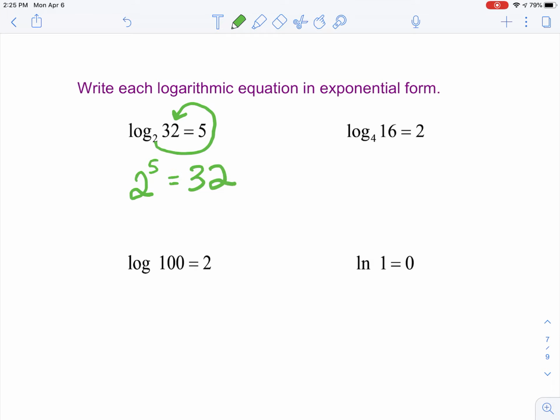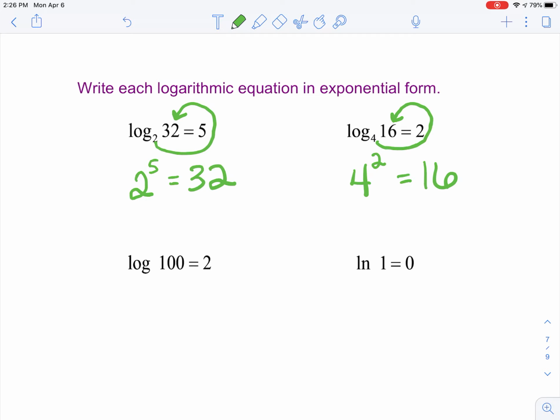And actually, on the exponentials, you can check yourself. Is this a true statement? Is 2 to the 5th power equal to 32? And your answer is yes. So on the next one, my base is 4. 4 to the blank equals blank. So 4 squared equals 16. Does that statement make sense? 4 squared is 16, so yes, 16 equals 16.